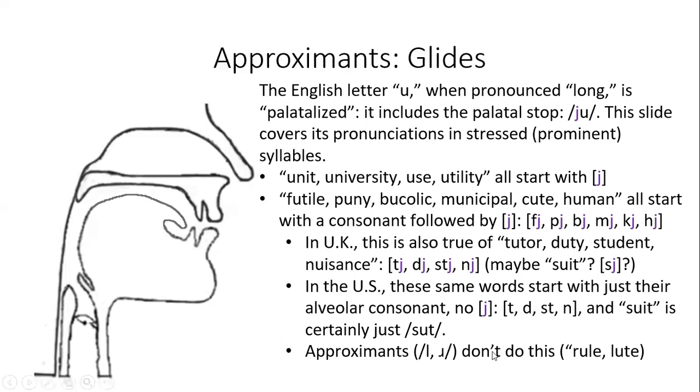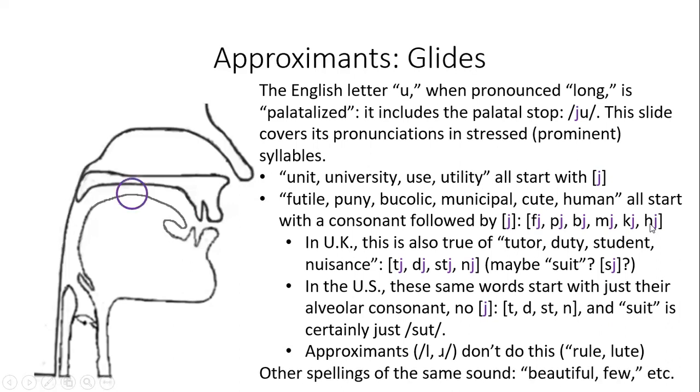Approximates don't do this even in the UK. So in the UK, as far as I know, no one says real or lute. Those are really hard to say. Approximates, remember, liquids are a type of approximates, so we can't do the same thing. So it's just these ones: fia, pia, bia, mia, kya, and hya. You can hear those with a couple other spellings, like in the word beautiful and few. And so in the UK, when they talk about the word new, they say new.